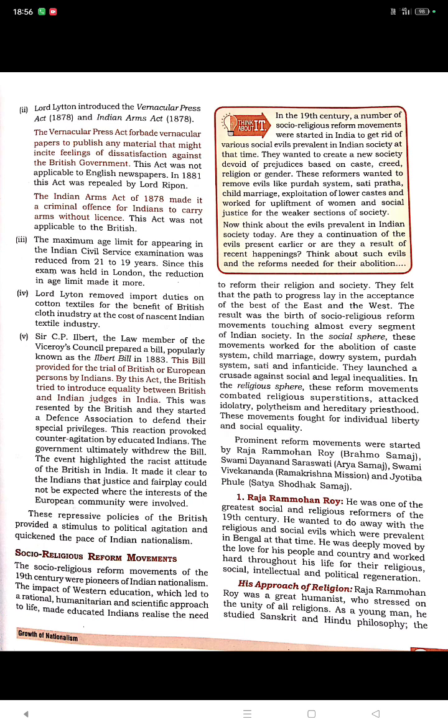If an Indian doesn't carry arms without a license, it is a big criminal offence. That is only this Indian Arms Act.